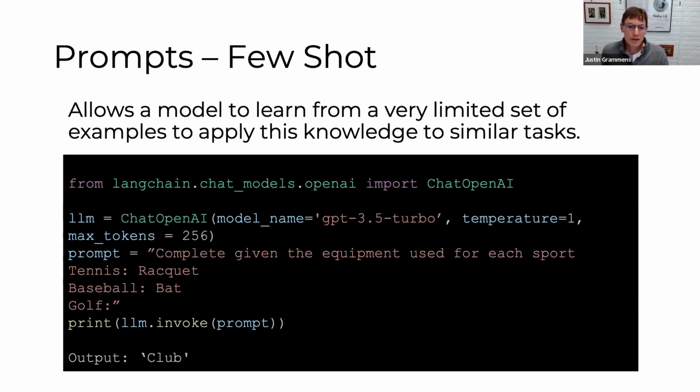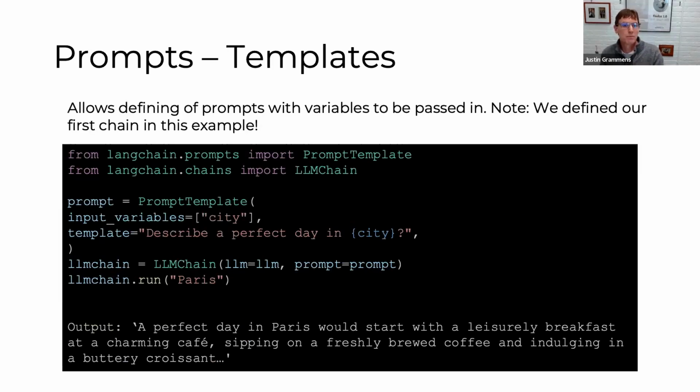This idea of few shot learning is really around giving it some examples within your prompt. And then based on that, it knows how it should respond. So here's an example where I set up the LLM variable the same way. I have a prompt, but you'll notice I say tennis, racket, baseball, bat, golf, and then blank, right? So you invoke this prompt on that, and it is smart enough to take a look and say, oh, I've seen 2 other examples of this. They want club back on that. So here's an example where we basically have done a few shot prompt.